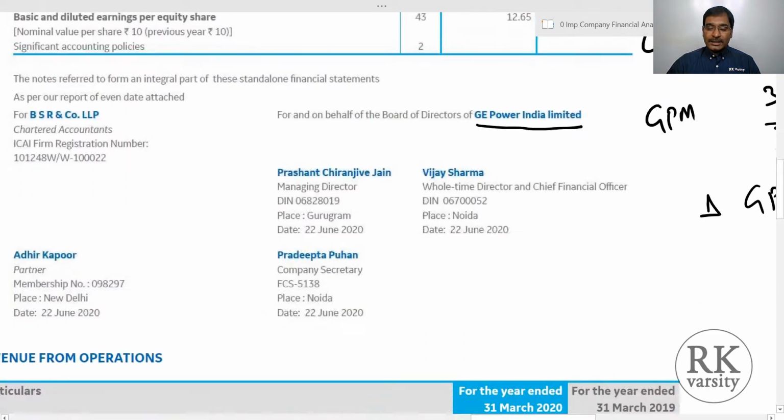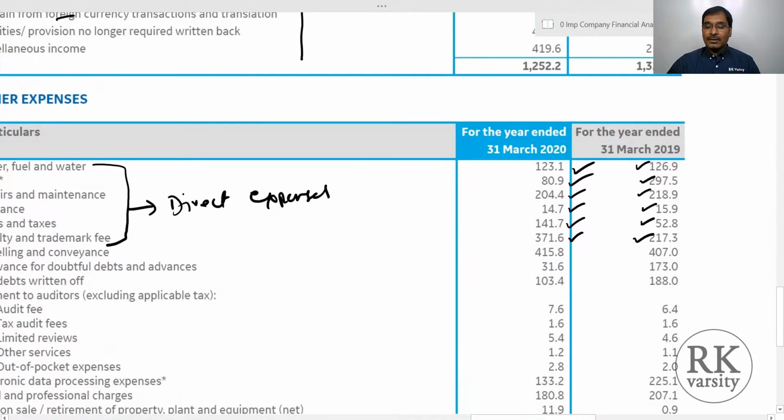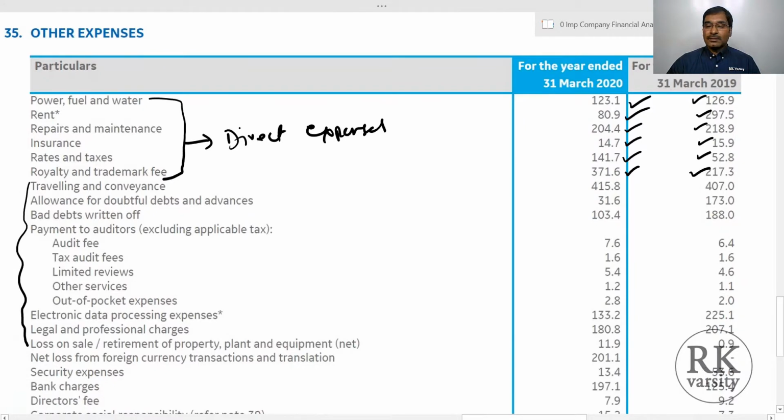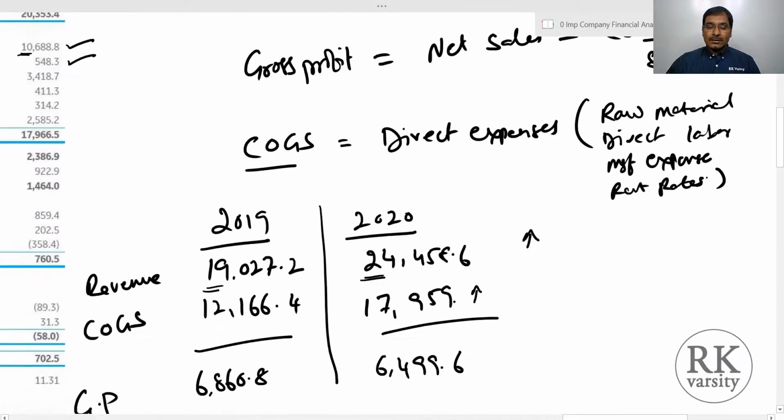On the other side, if you look at other expenses, we'll also see a change. Now there is a decrease in the rent, and fuel expenses also decrease. All other expenses decrease. Only the rates and taxes show an increase here, and royalty and trademark fees. So these two items. Now one is your cost of raw material, which increased phenomenally. Then in addition to that, there is an increase in the rates and taxes, and an increase in royalties and trademark fees. Because of these three factors, there was a decrease in gross profit margin.